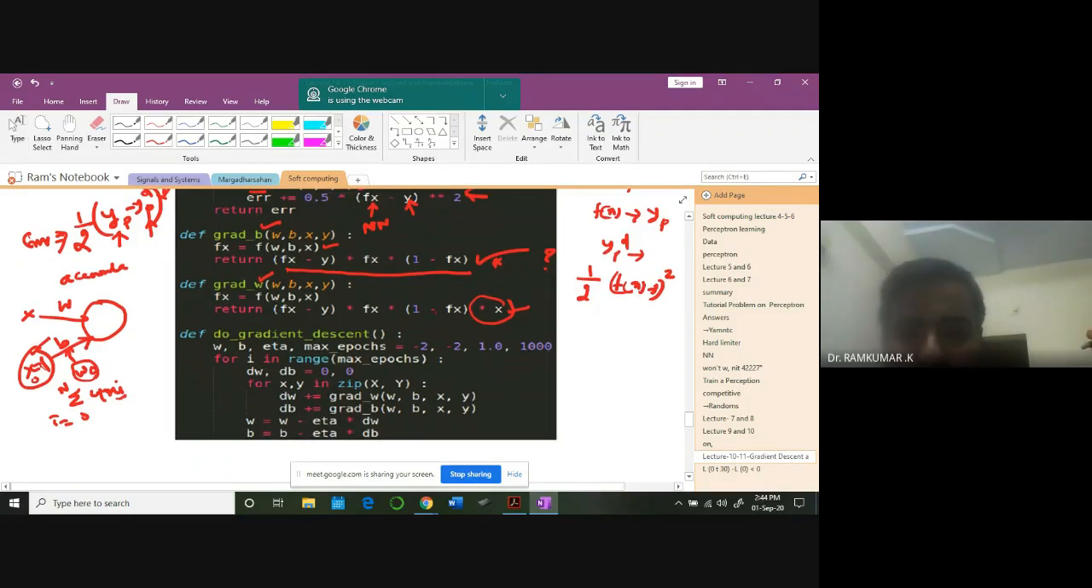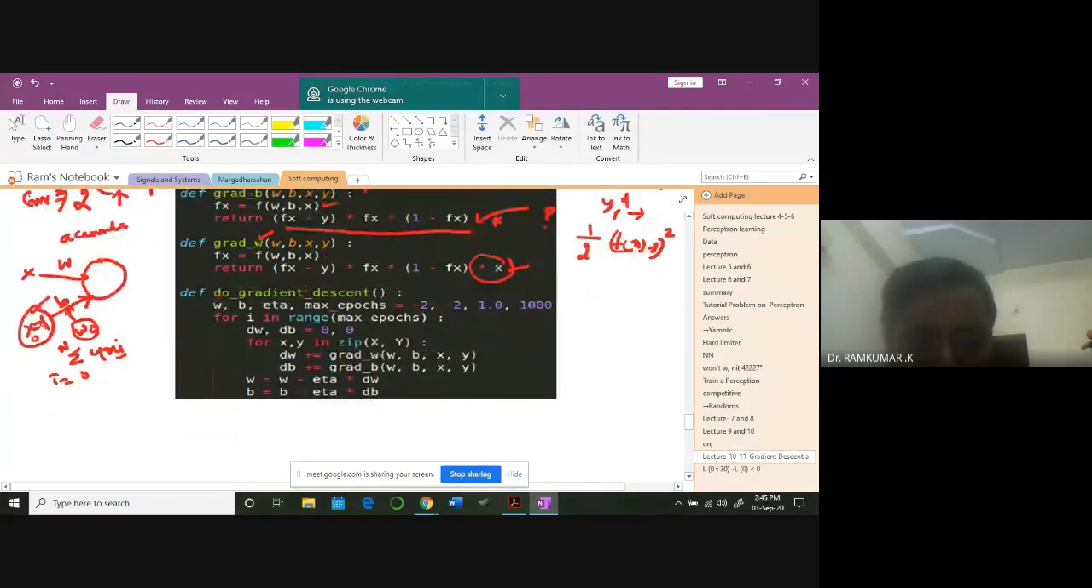So then for the weight update, this x is going to be there. Then you choose your gradient descent function. The definition of the function is do_gradient. You have to define a name like this, and you are not passing any argument to it. Then in the next line you start assigning variables. What are they? Initial set of weights w, b, eta. What is eta? That's the learning rate between 0 and 1. I'm keeping it as 1. And the maximum number of epochs, the iterations, I'm keeping at 1000.